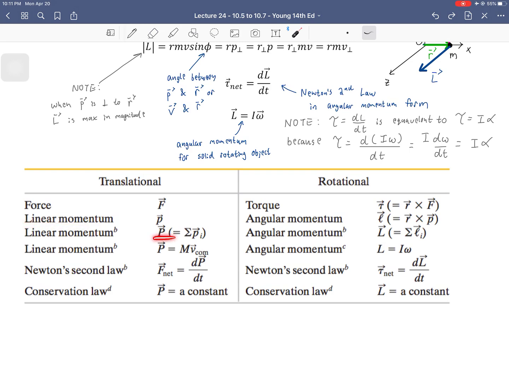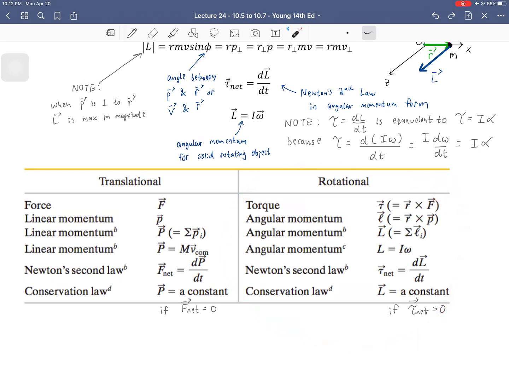Force, linear momentum, all right, linear momentum for a solid object with a well-defined center of mass, Newton's second law in momentum form, translational momentum form, and then finally the idea of conservation, that P is a constant. So the total sum of momentum vectors for any system is constant as long as the net force on that system is zero.